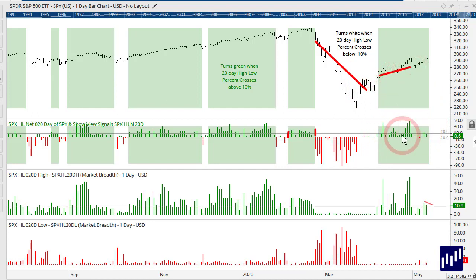If we look at the histogram, it's still holding positive, barely, and it would need to move below minus 10% for a bearish signal. Now I've separated out the indicators below. This is the percentage of 20-day highs, 10.9%, which is a little lower than the day before, which is lower than the day before. So a little bit of deterioration. And you can see the percentage of 20-day lows has gotten above 10% twice. So we're seeing some weakness starting to creep in within the S&P 500 in this breadth indicator, and I'm watching for that signal.